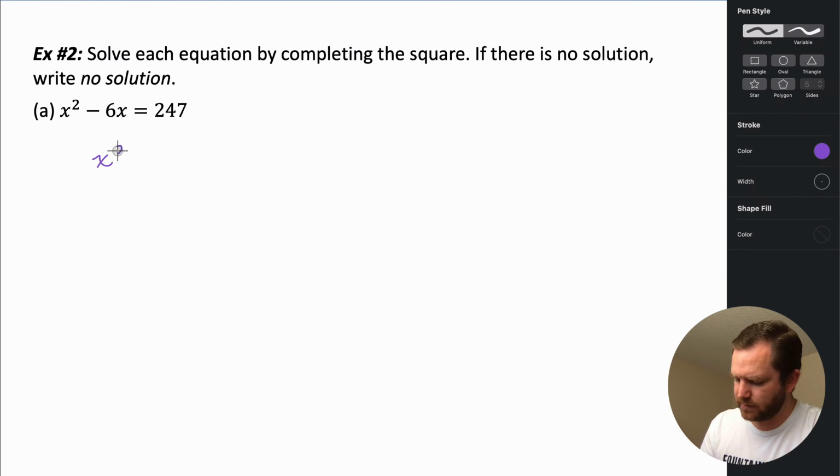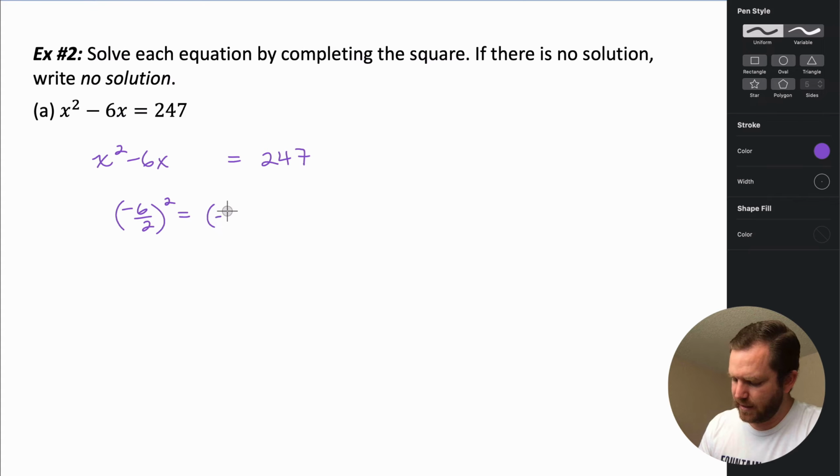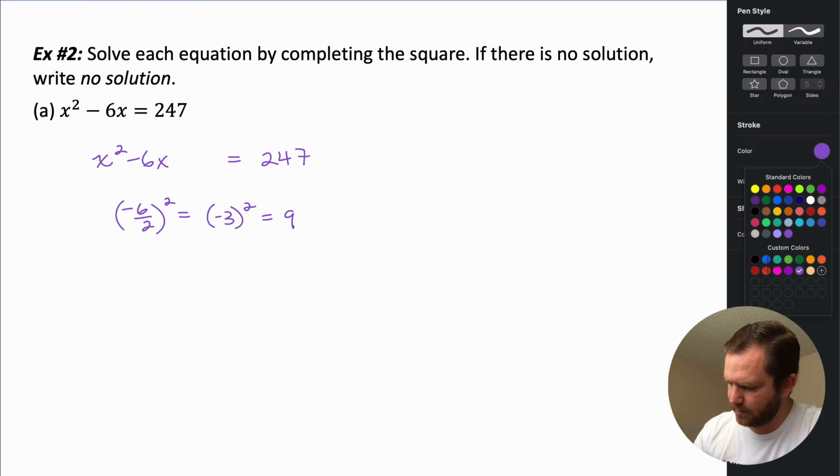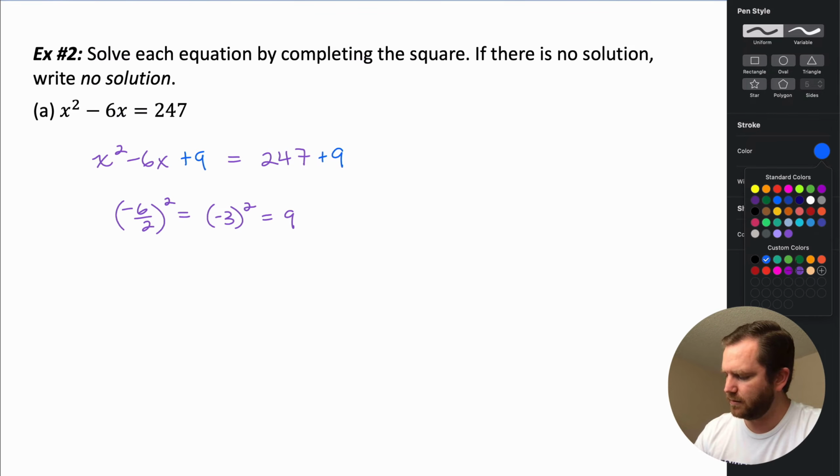So we're going to say x squared minus 6x equals 247, because I know I need to add something in here, right? So the value that gets added in here is going to be negative 6 divided by 2. So you take your middle term divided by 2 and square it. So that's going to be negative 3 squared. Negative 3 times negative 3 is positive 9. So we're going to be adding in this 9. And remember, anything you do to one side has to be done to both.